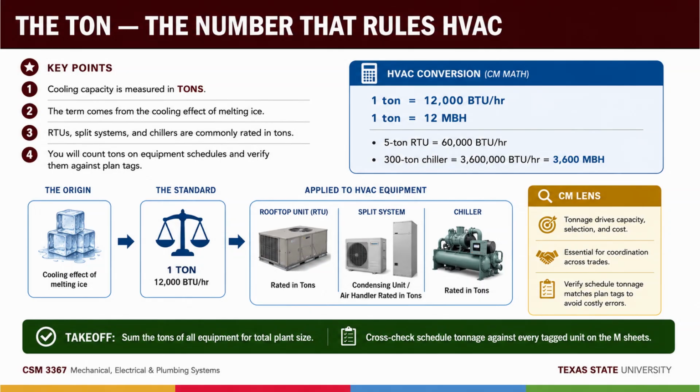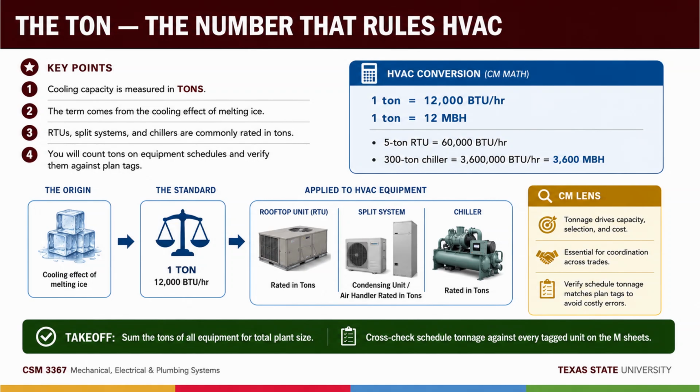Quiz alert, CLTD equals cooling load temperature difference, an adjusted delta T from tables that accounts for solar heating of the surface and thermal lag. It's why a roof's effective delta T is far bigger than the simple indoor-outdoor difference.